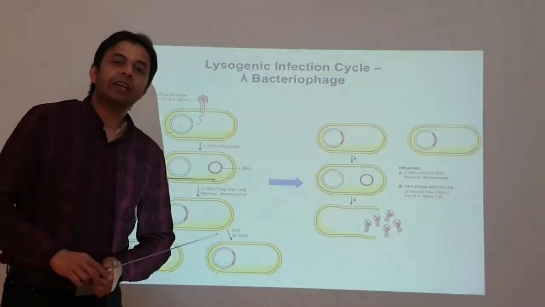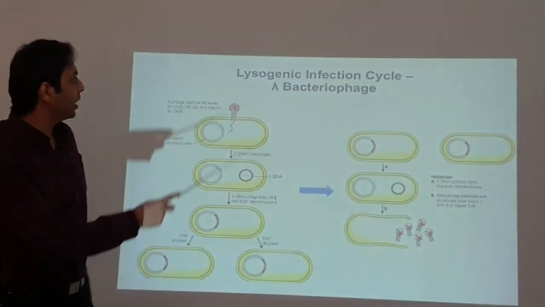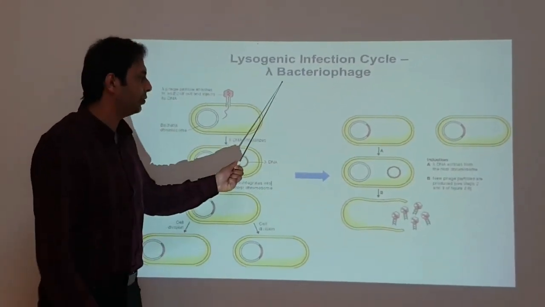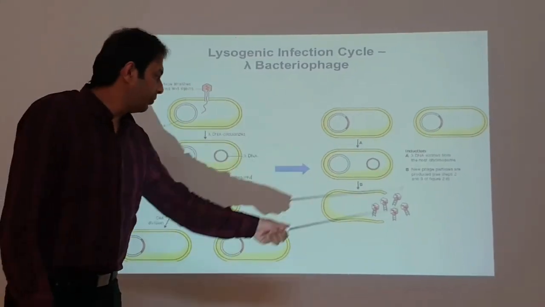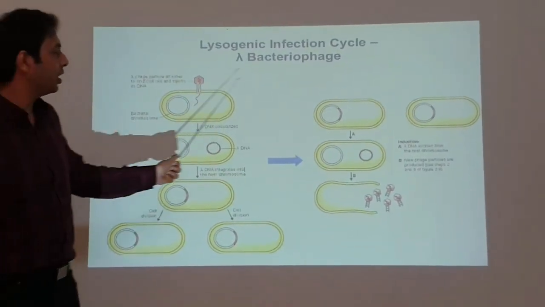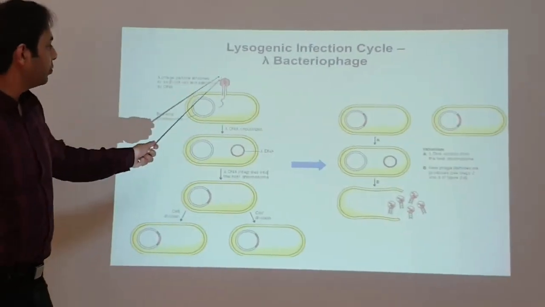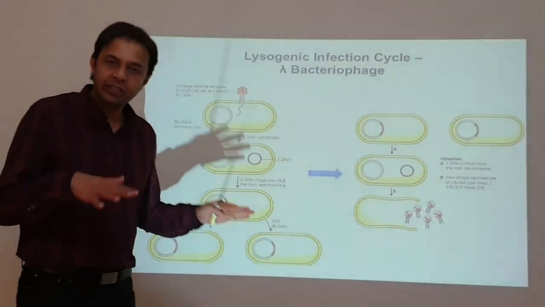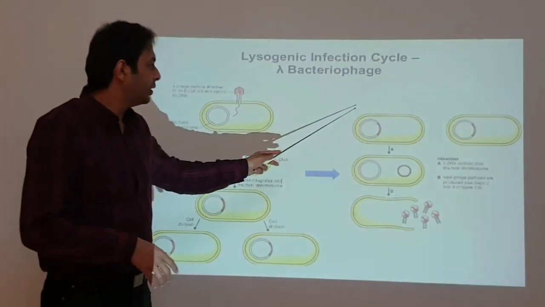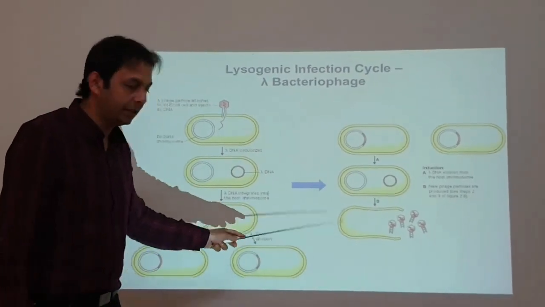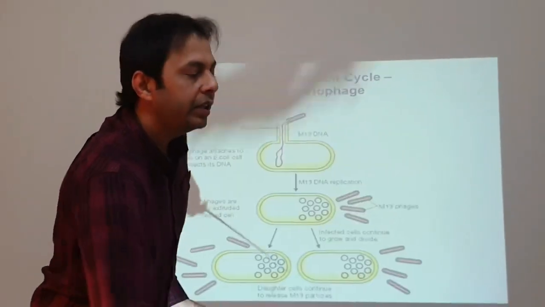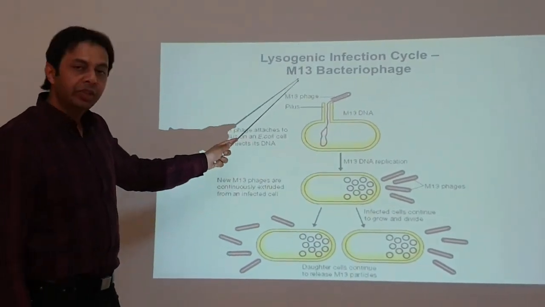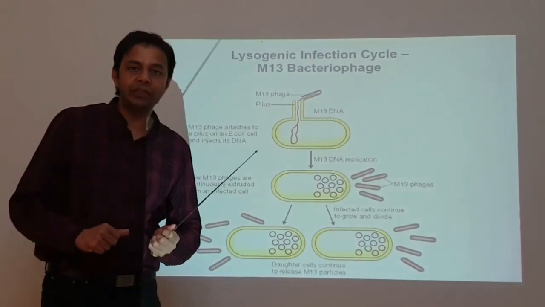The lysogenic infection cycle can also be divided into two major types. One type is found in the Lambda phage, where the virus infects the bacteria and they live together for many generations, and by the end the virus causes the bursting of the bacterial cell. While the other type of lysogenic infection cycle, which is found in the M13 bacteriophage, is a different type of lysogenic life cycle.